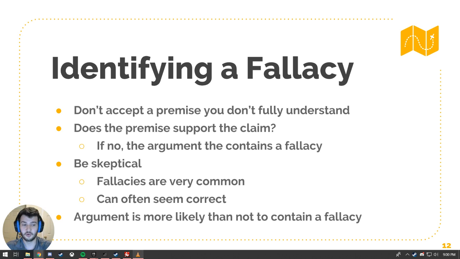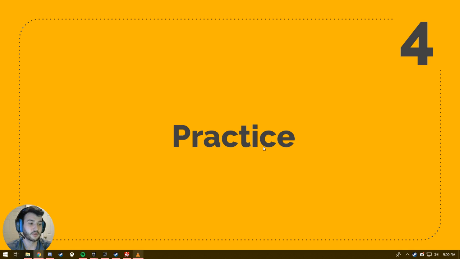An argument is more likely than not to contain a fallacy because when you're structuring arguments, there are a million ways to make a fallacy, and way fewer ways to make an actual logically sound argument. So most arguments will contain fallacies, and it's important to be skeptical and to dig deep. And it's also important to practice.